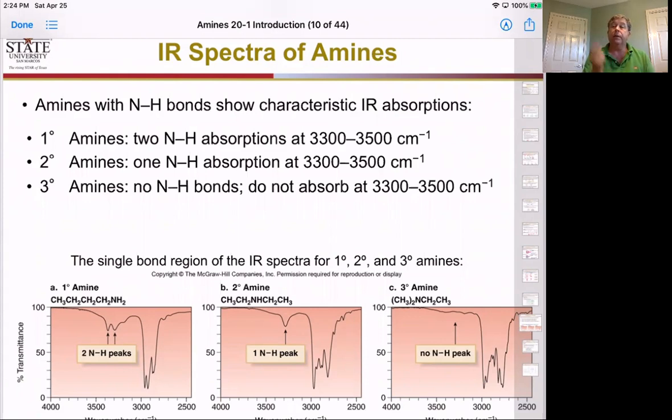If you have a secondary amine, you only have one hydrogen on the nitrogen, and therefore you're going to get one peak. Once you make a tertiary amine, you have 0 hydrogens on there, and with 0 hydrogens, you have no peak in this range at all. So you can actually look for the functional group transformation going from primary to secondary to tertiary and see which peaks you have just by looking at your IR.